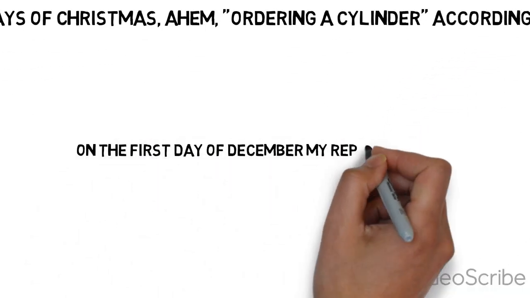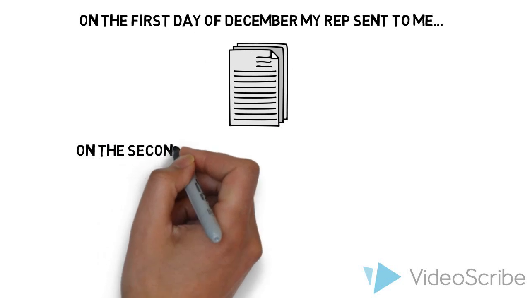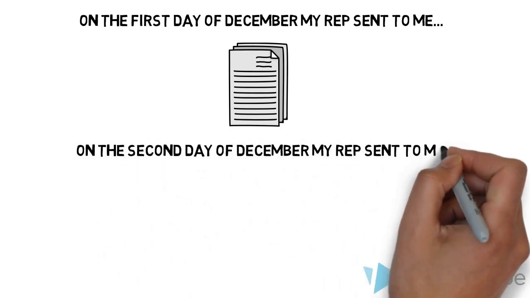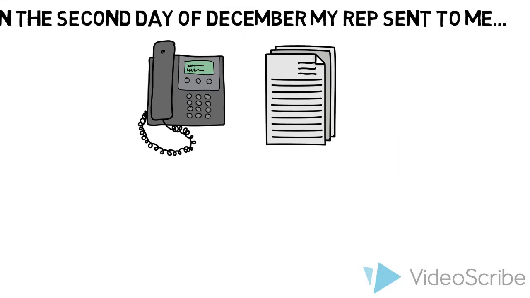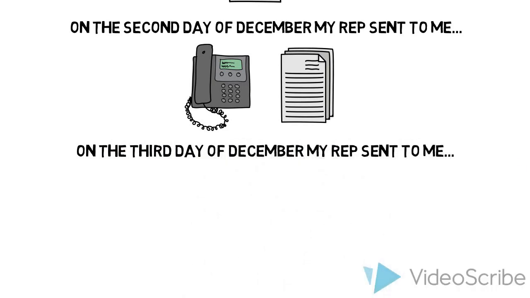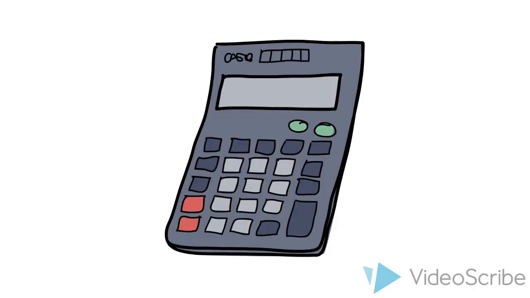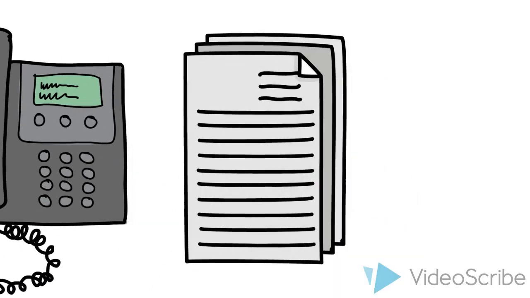On the first day of December, my rep sent to me a request for an order for three. On the second day of December, my rep sent to me two limit switches on the request for an order for three. On the third day of December, my rep sent to me three total ports, two limit switches on the request for an order for three.